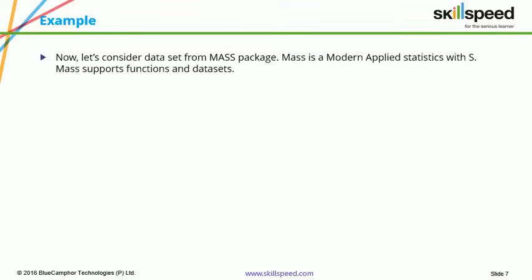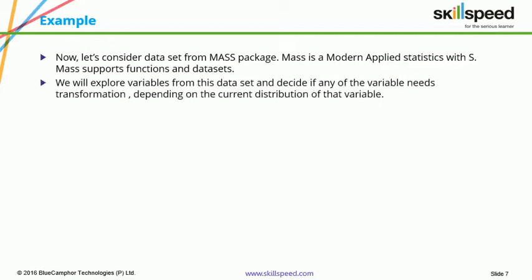Now let's consider a dataset from the MASS package. MASS is Modern Applied Statistics with S. MASS supports functions and datasets. We will explore variables from this dataset and decide if any of the variables need transformation depending on the current distribution of that variable. Our aim is to make the skewed variable symmetric.